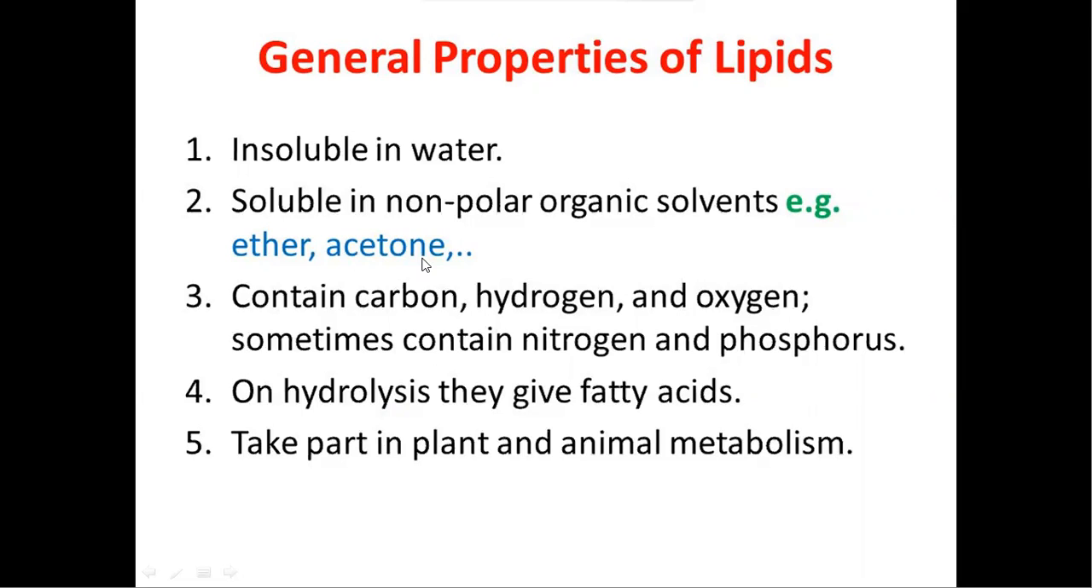And simple lipids have the essential elements carbon, hydrogen, and oxygen, whereas complex lipids also contain nitrogen and phosphorus. On hydrolysis, lipids give fatty acids. For example, when triglycerides are hydrolyzed, they give one molecule of glycerol and 3 molecules of fatty acids. And these lipids are useful in plant and animal metabolism.